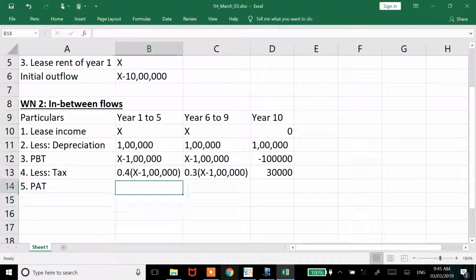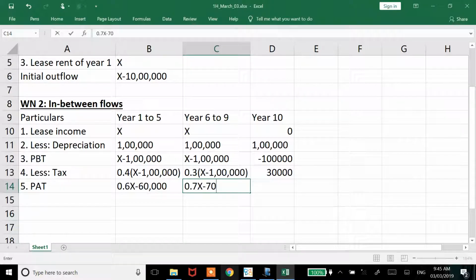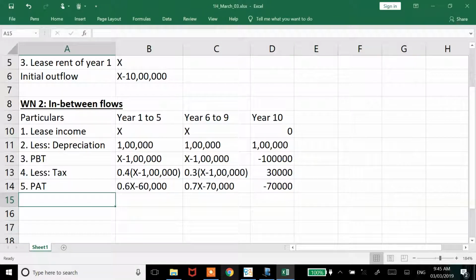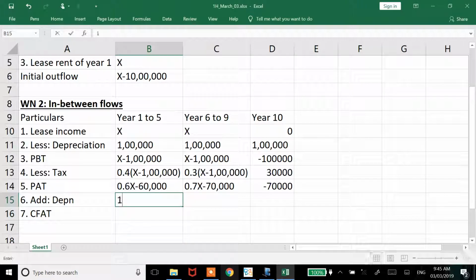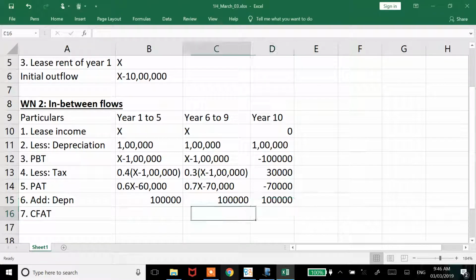PAT, I'll multiply and round it off. 0.6x minus 60,000, 0.7x minus 70,000 and this year is minus 70,000. PAT is minus 70,000. We add back depreciation and we get CFAT. 1 lakh of depreciation is added back.